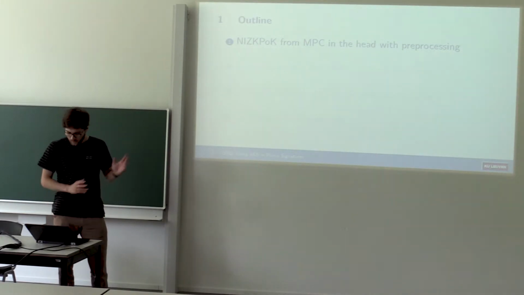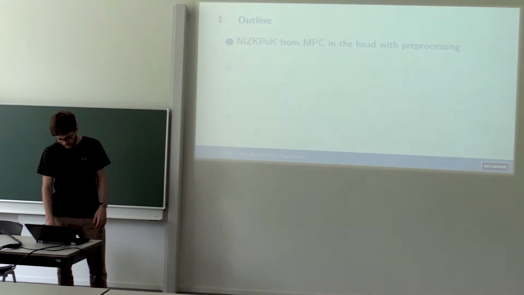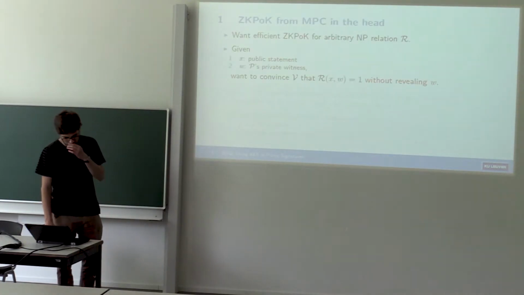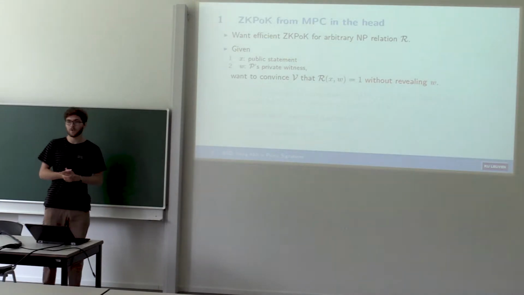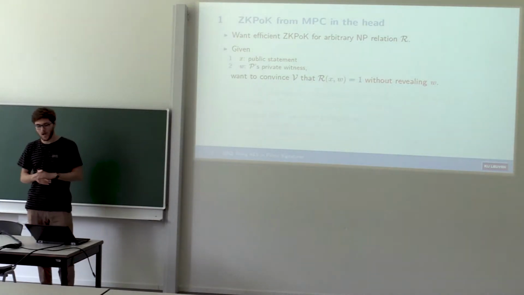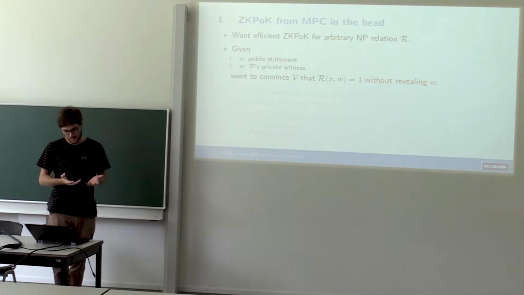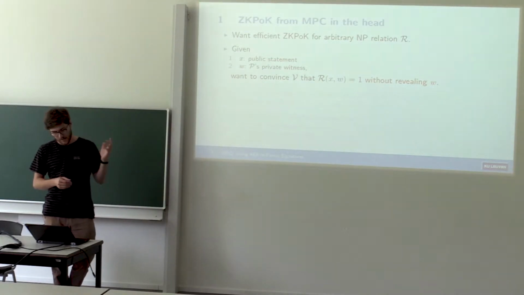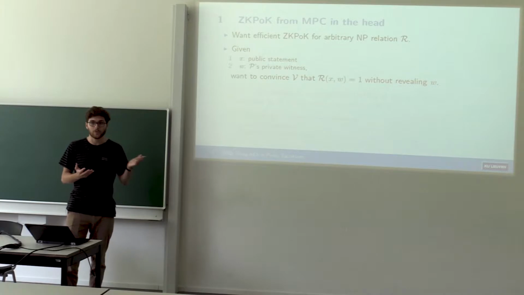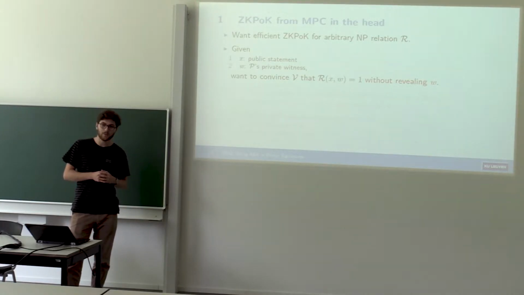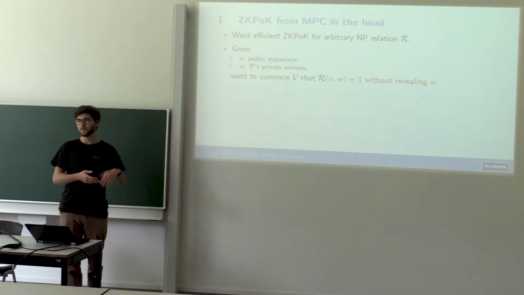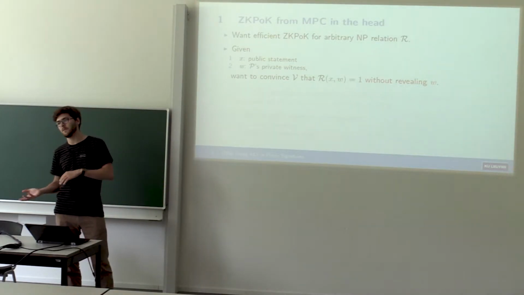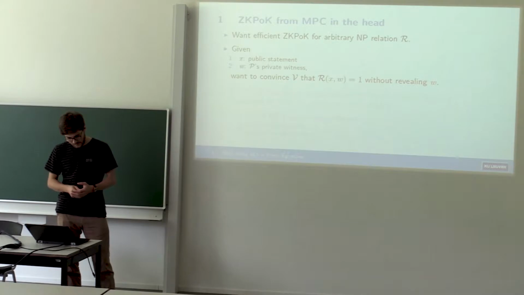So quite a few buzzwords, so let's take each of them one at a time. What do we want? Zero-knowledge proofs for an arbitrary relation R, and we want it to be fairly efficient. So we have a public statement X, which is what we want to prove, and the prover has his private witness W that he doesn't want to reveal, obviously, but he wants to convince V that he has this witness.